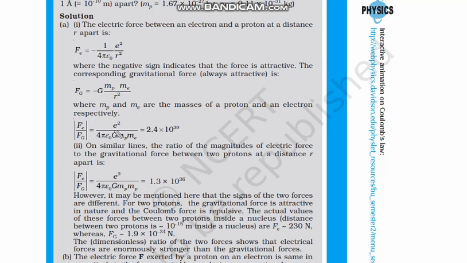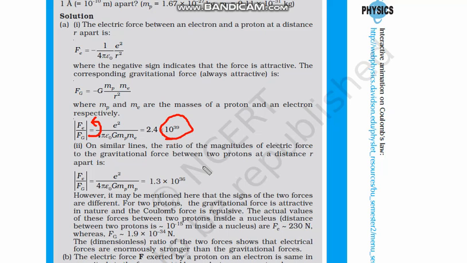When you put in all the values, the value of e is 1.6 into 10 to the power minus 19, whole square. You know epsilon naught, you know G, and the mass of proton and mass of electron are given here. When you solve this, and you should try to solve it, you get the number 2.4 into 10 to the power 39, which is a huge number, very big. That means electrostatic forces are 10 to the power 39 times stronger than gravitational forces.